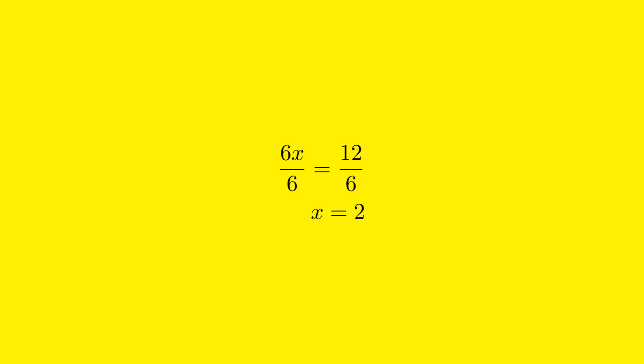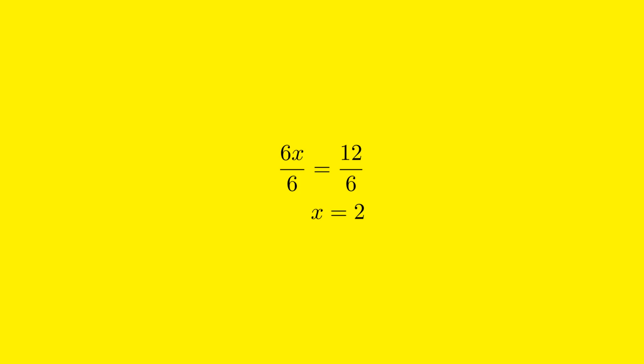This operation will keep the equation balanced, meaning both sides will remain equal after we perform the division. So let's divide the left-hand side of the equation, 6x, by 6, and also divide the right-hand side, which is 12 by 6. On the left-hand side, we have 6x divided by 6. When you divide 6x by 6, the 6's cancel each other out, leaving x by itself. On the right-hand side, we have 12 divided by 6. When you divide 12 by 6, you get 2. After performing the division, the equation simplifies to x equals 2.